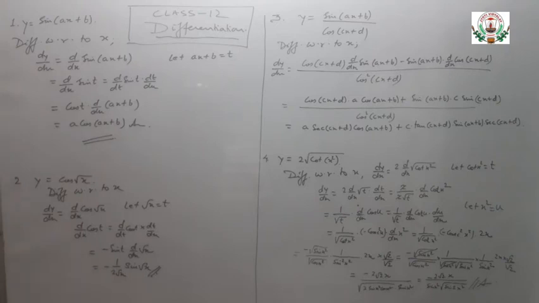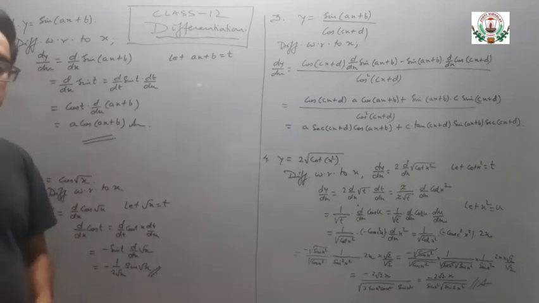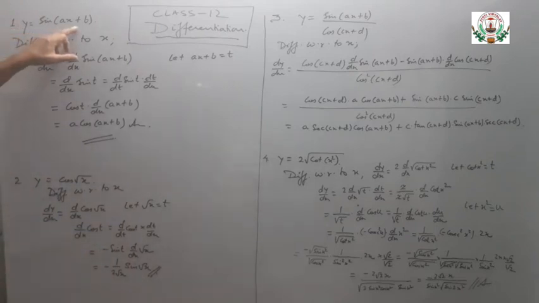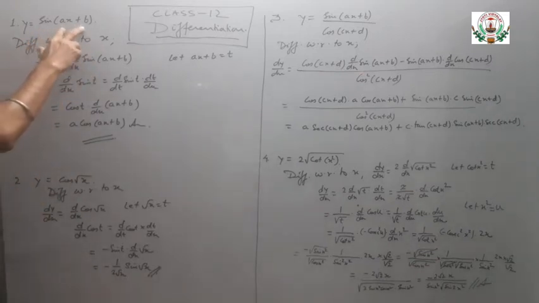Today we are going to discuss some of the differentiation questions from the NCERT textbook. Class 12. Y equals sin(ax + b). Differentiating with respect to x. It is a function of functions, so we have to take ax + b equals t.